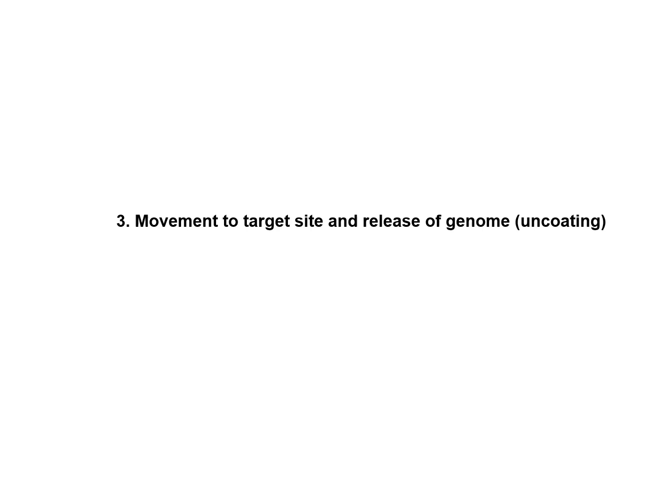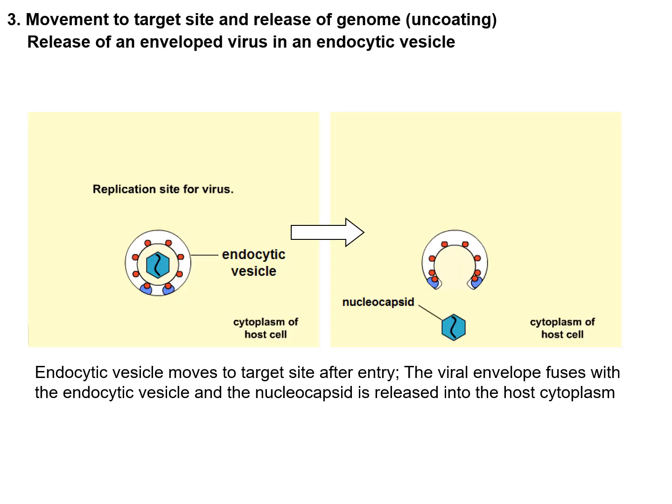The third part of the viral life cycle is movement to target site and release of the genome, which we call uncoating. This part of the life cycle of viruses is something we don't understand very well. We know that there's some interaction with cytoskeletal elements. We know there are some mechanisms that occur. We know some enzymes play a role here, but we don't understand it as well as we understand other aspects of the life cycle of viruses.